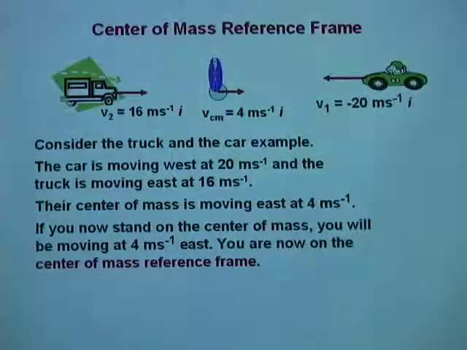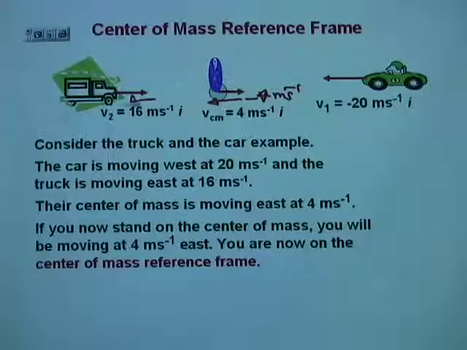to rest. Doing what? Apply an equal and opposite velocity. So bring the center of mass to rest by applying an equal and opposite velocity, which will be negative 4 meters per second. That means I need to do that for all the objects in the system. I apply a velocity negative 4 meters per second.